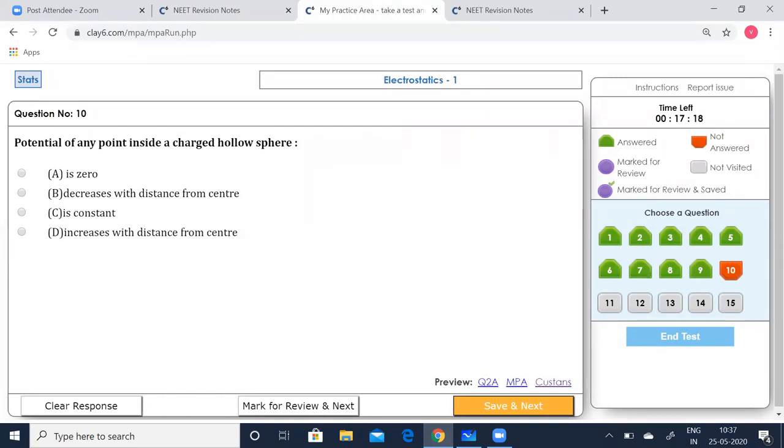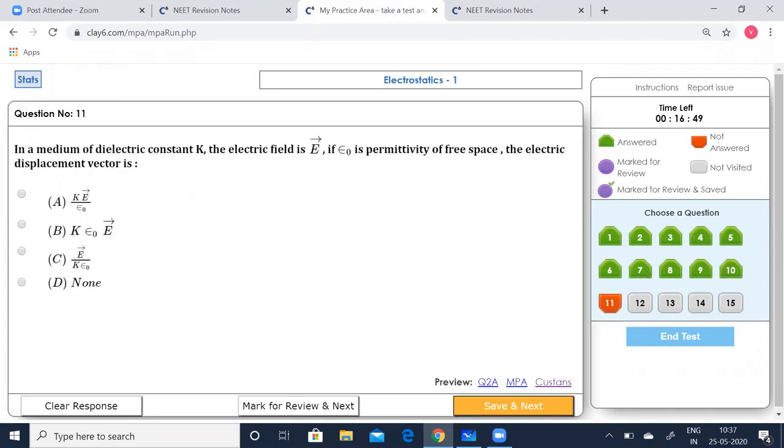Potential of any point inside a charged hollow sphere is: 0, decreases with distance from center, is a constant, or increases with distance from center. The potential at any point inside a charged hollow sphere is always a constant. So save that. Go to the next.